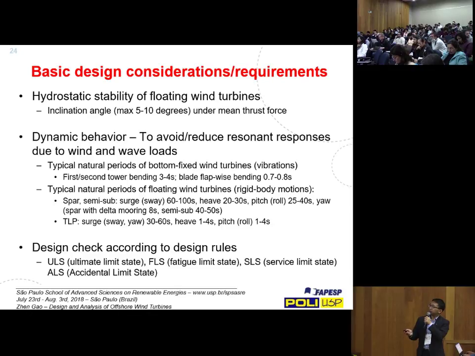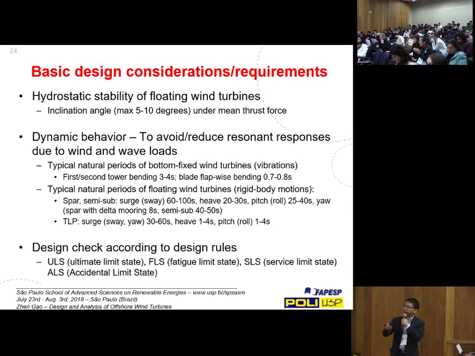So for floating wind turbines, when we consider rigid body motions, we consider basically 3 translational and 3 rotational rigid body motions for the whole system. And then we refer to them as surge, sway, heave, and roll, pitch, yaw motions.